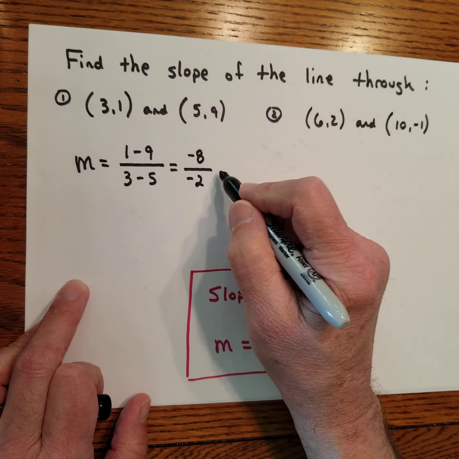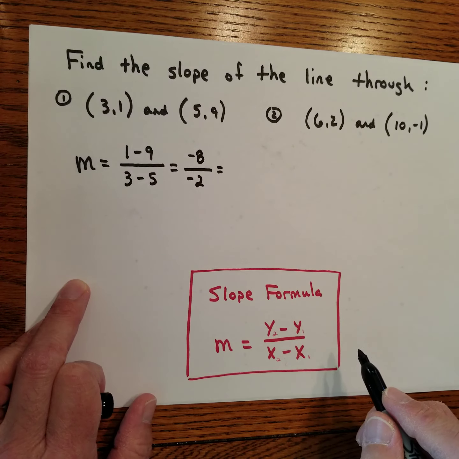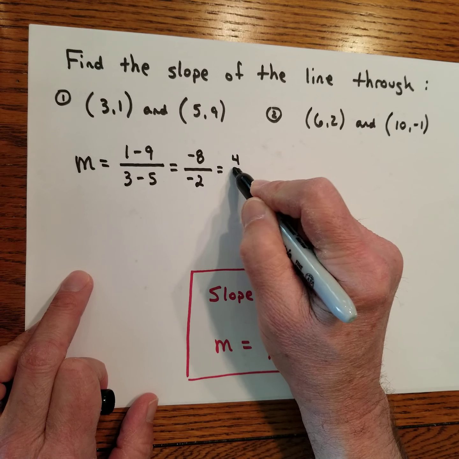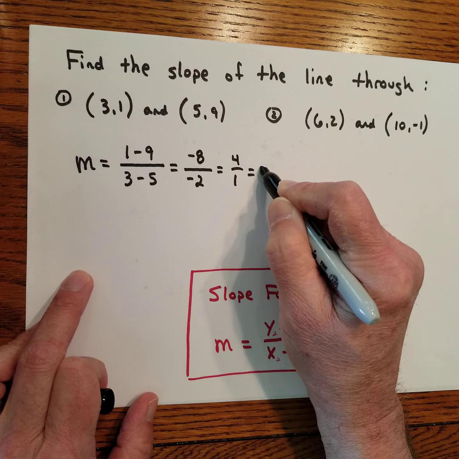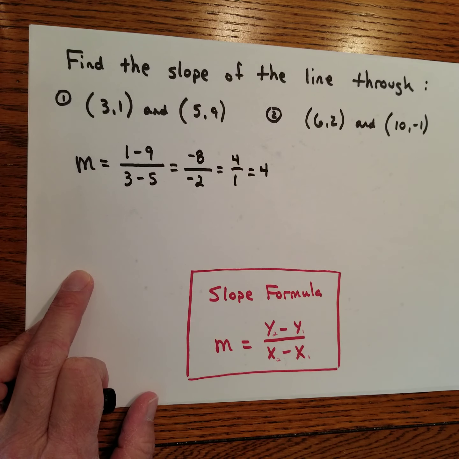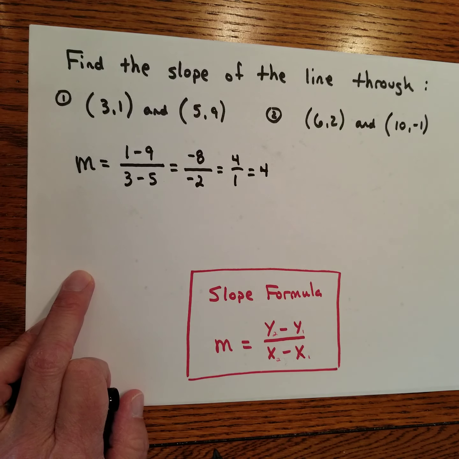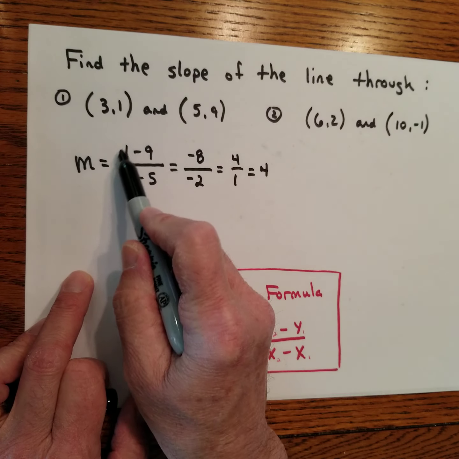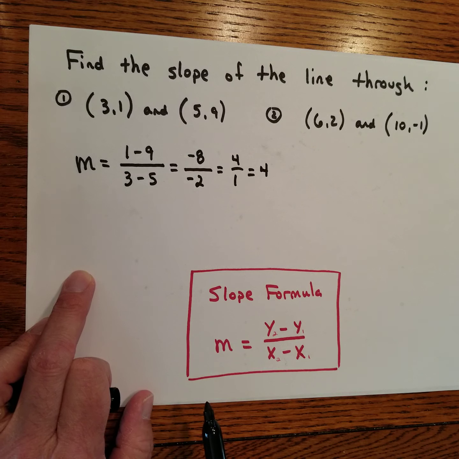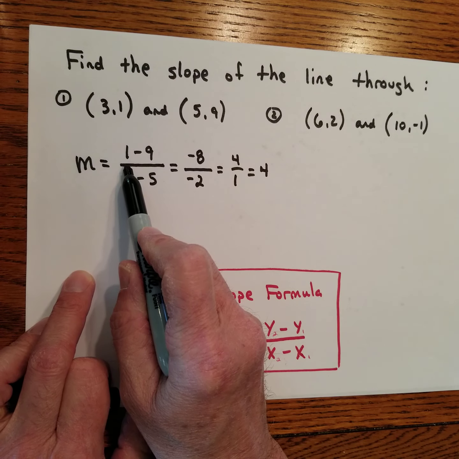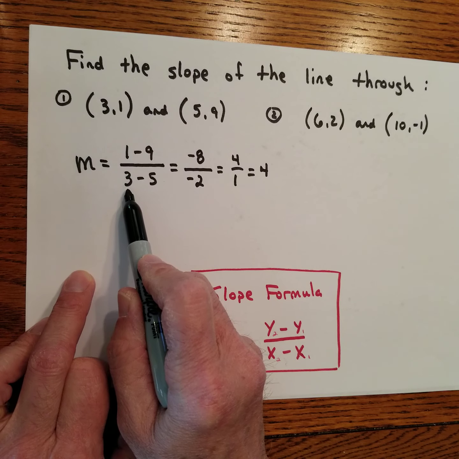Now I know 2 negatives make a positive, and I can reduce. 8 over 2 reduces to 4 over 1, or I can just call that 4. I would accept 4 as an answer. I would accept 4 over 1 as an answer. Now the order that you put the numbers in here matters somewhat. If you choose to put 1 in as the first y, then 3 must be the first x.